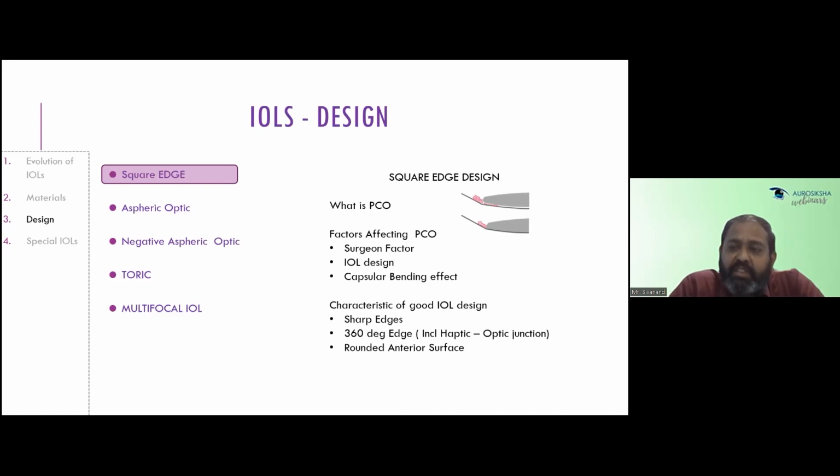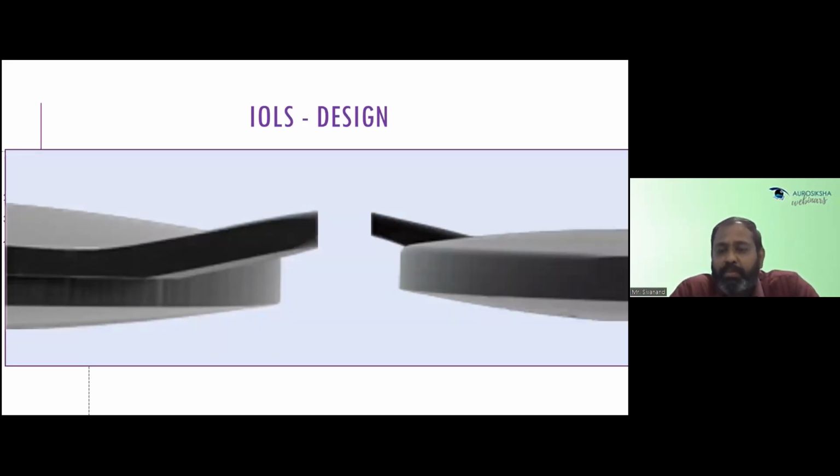The characteristics of a good IOL design is that it should have sharp edges, it should have a 360-degree square edge, including the haptic optic junction, and it should have a rounded anterior surface. So a lens that has all these properties, as I have shown here, on the posterior side, it should have the square edge. On the anterior side, it should have the round edge. And including at the haptic optic junction, it should have the square edge. So if a lens conforms to this, then it's a good square-edged intraocular lens.